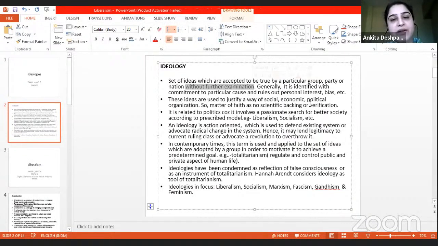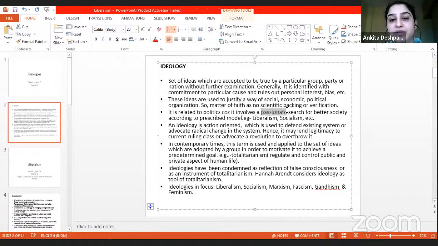All right. So because of that, these are sets of ideas that are generally believed to be true but cannot be verified. That's why we generally consider them to be a matter of faith, because the people who follow that particular ideology do so with complete faith in that ideology. But no scientific backing or verification is possible. Now, ideology is related to politics, of course, that's why we're studying it in political science, and it involves a passionate search for a better society according to a prescribed model.